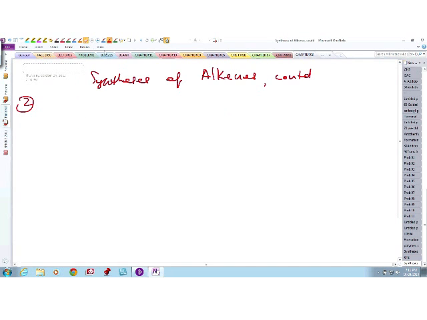We call this dehydrohalogenation. Does anybody know what this would be? Dehydro, halogen. Exactly. We remove hydrogen and halogen.